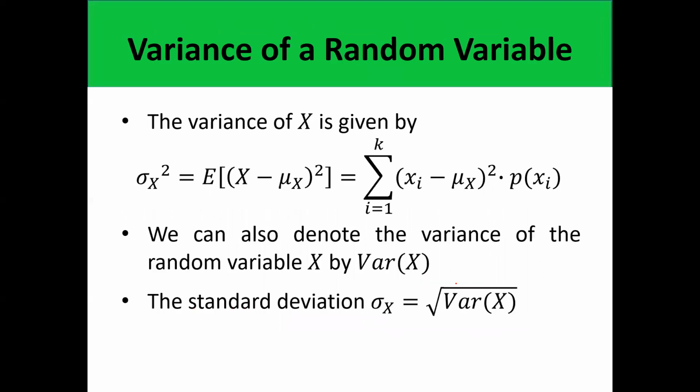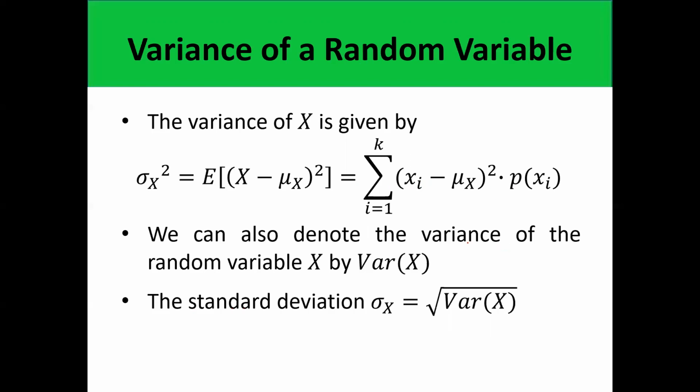Now, other than the mean of a random variable, we can also compute the variance and the standard deviation of a random variable x. The variance of x is denoted by the Greek letter sigma with a subscript x squared, and it is equal to the expectation of x minus the mathematical expectation, quantity squared. This is equal to the summation of the quantity of the value of x minus the mean, quantity squared, multiplied with its corresponding probability. So this formula is based on the probability distribution function or the probability distribution table.